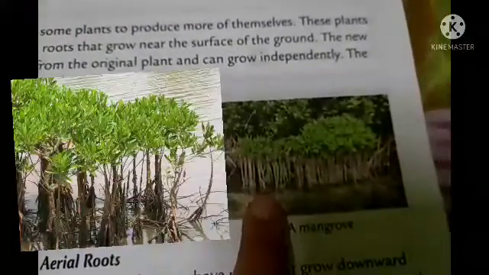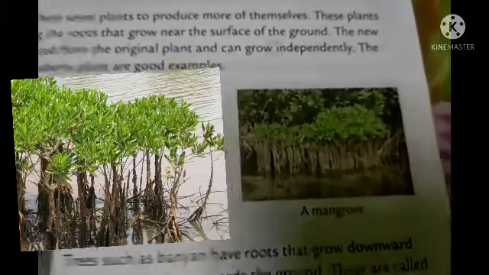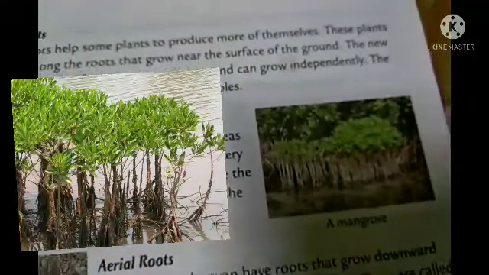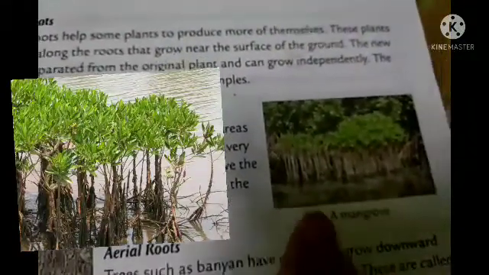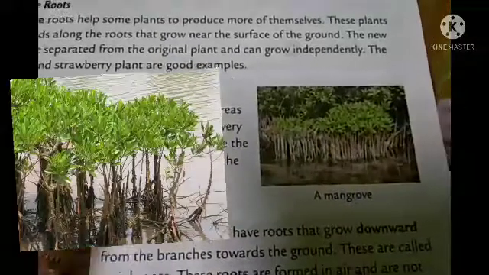You can see they are above the ground, and here they can get air properly. That is why these mangrove roots are also called breathing roots. Their roots are spongy in nature. You can see another picture also here.